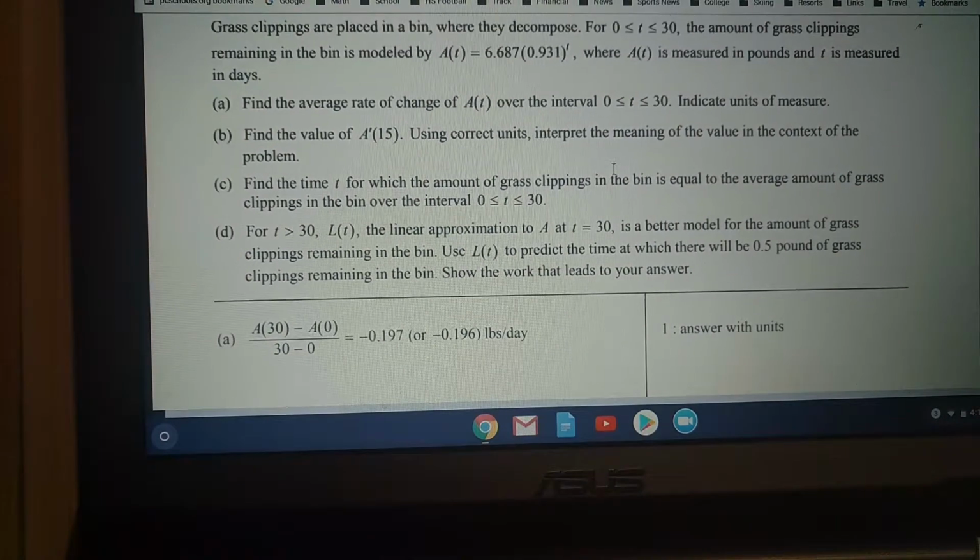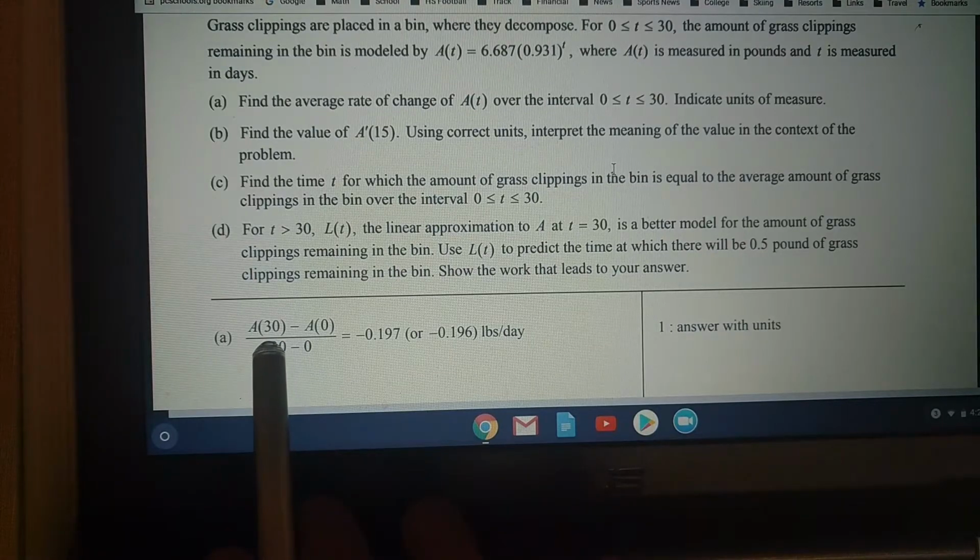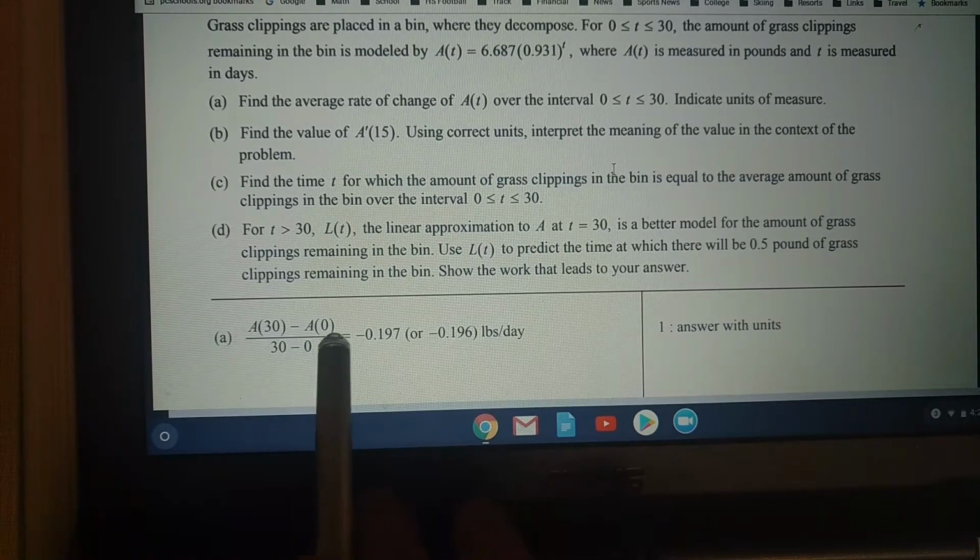So first for A, we want the average rate of change on the interval 0 to 30. So average rate of change is that slope that's determined by looking at the values at the beginning and at the end. So we look at the average rate of change. We have A of 30 minus A of 0 over 30 minus 0. We must see this fraction here.